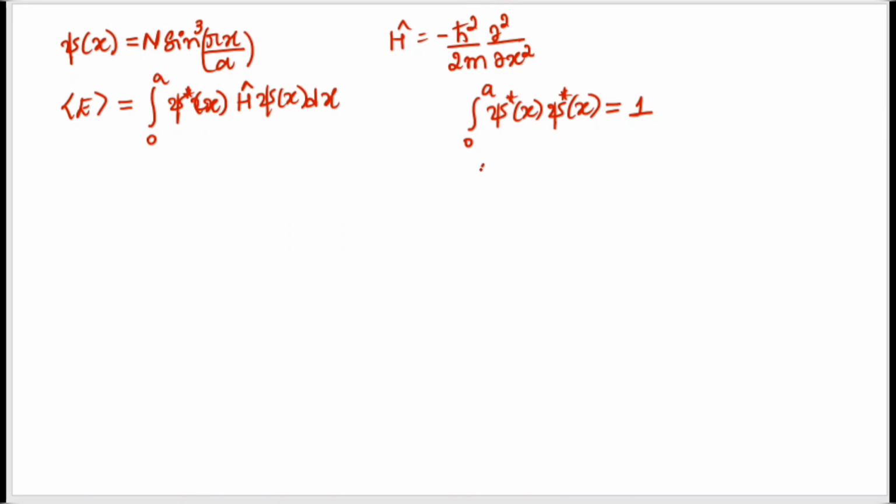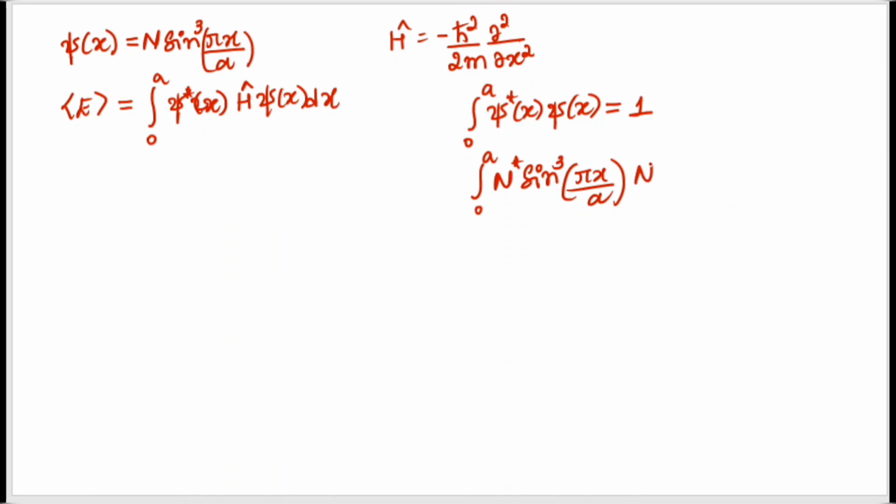Now, from 0 to a, psi star of x is n star into sine cube, it remains the same because it is a complex conjugate. In this we don't have complex numbers to conjugate. Pi x divided by a into psi star x into, here it is not psi star, it is psi x. By mistake I have written like this. Let me erase. Okay, let me continue now.